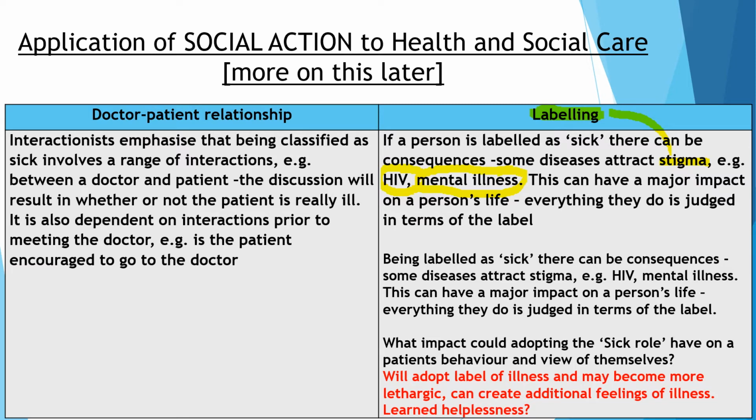These are both health conditions which come with a lot of stigma and negative labelling. And again, if you label someone negatively because they have HIV, because they have mental health problems, that can have an impact on that individual. So again, the consequences of the stigma might mean that someone's health deteriorates because of other things like stress and negative self-image. Learned helplessness could also be key things that develop here.